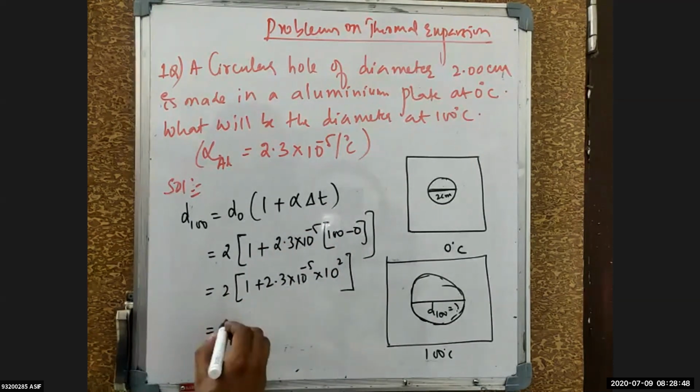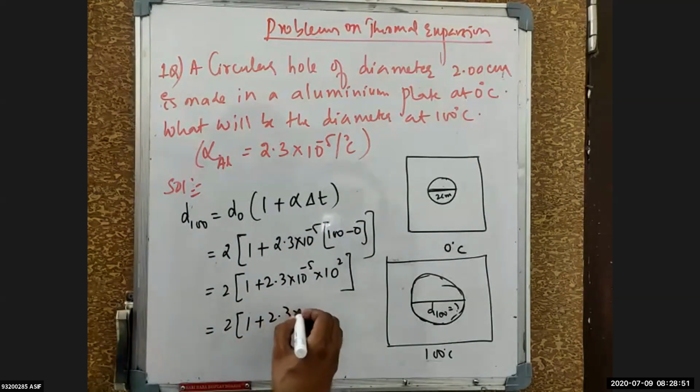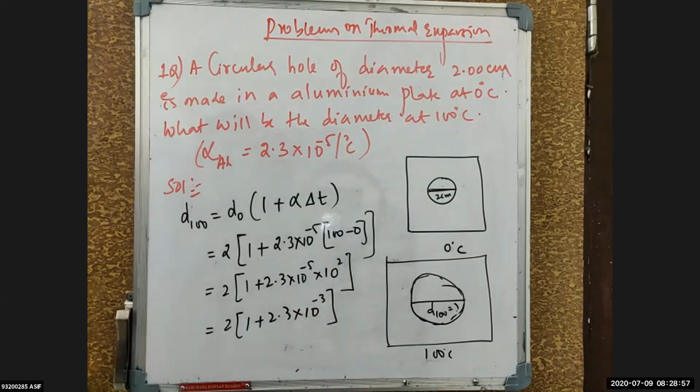So I'll write this one as 2 into 1 plus 2.3 into 10 to the power of minus 5 into 2. This will become minus 3, isn't it? So simplify this one and see how much you are getting as the answer. Can anyone give me the answer for that one? How much is it?